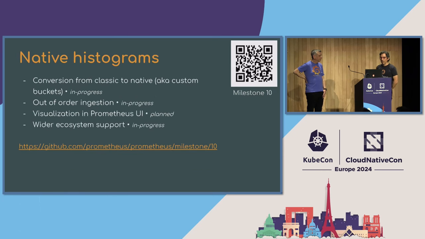In the same area, we have native histograms. Again, the idea is that today you need a feature flag to get access to that. With Prometheus V3, you can ingest native histograms by default. And we also want to make the migration from what we call classic histograms, as you know them right now, into native histograms, which are much more efficient, seamless for users. And same thing, we have a GitHub milestone where you can track all the progress, if you're interested in that.